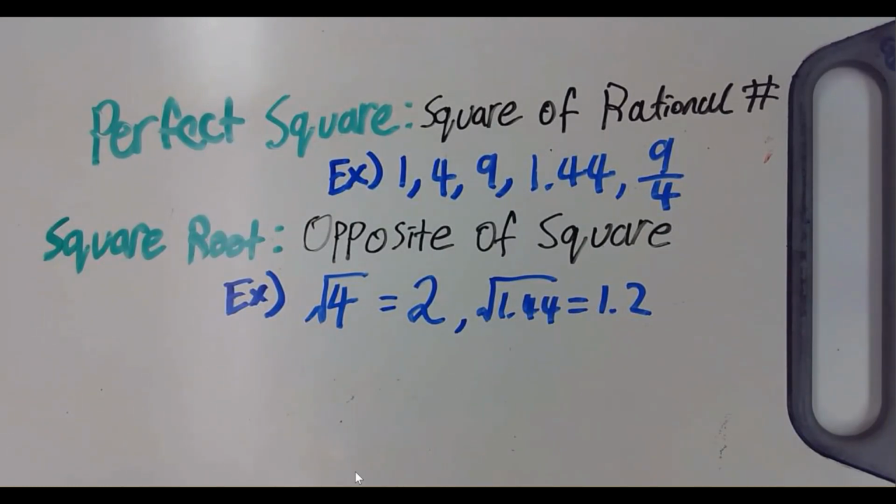And next is square roots. I will talk about square roots in more detail, but for now, you can think of square roots as the opposite of squares. Over here we use this symbol. This is read as square root of 4, and we know that 2 squared is 4. As I said before, the opposite of square is square root. So square root of 4 is 2. And square root of 1.44 is 1.2.